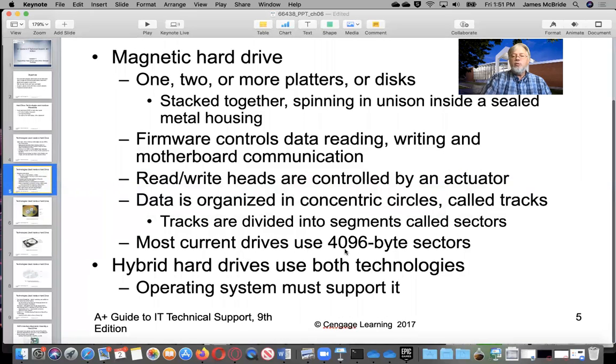Most current drives use a 4096 byte in a sector, and we talked about that. Remember, we jumped ahead and talked about how that's creating those little sectors. How big is that sector going to be? If you create it too big and then only use half of it, you still use the whole sector, that kind of thing.